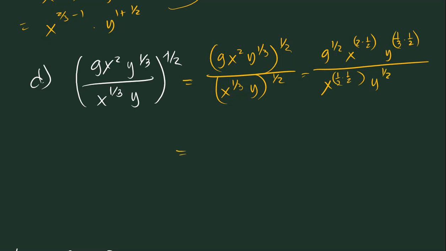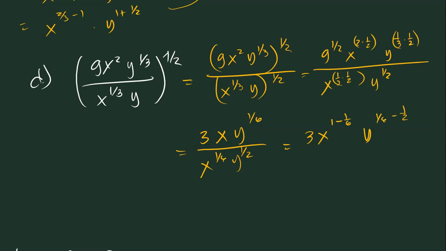Okay, this will then be equal to, what is 9 raised to 1/2? That is 3. Then x raised to 2/2, that is 1, so that is just x. Then we have y raised to 1/3 times 1/2, that's 1/6. Then x raised to 1/6 also, and y raised to 1/2. From the law of exponents, we can subtract these exponents. So 3 multiplied by x raised to 1 minus 1/6, and then y raised to 1/6 minus 1/2.